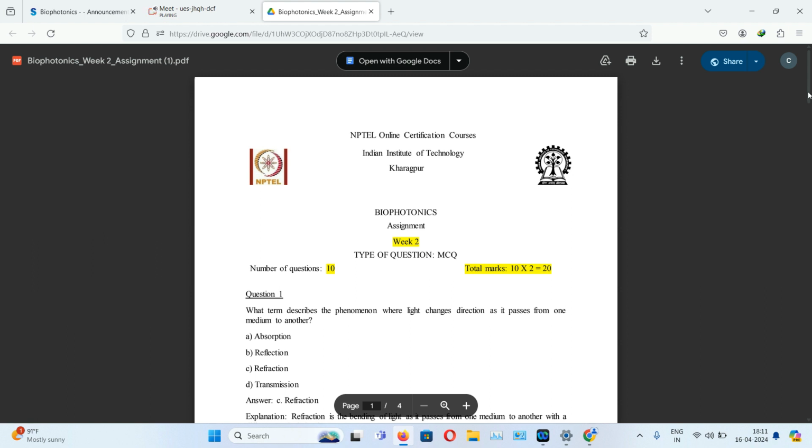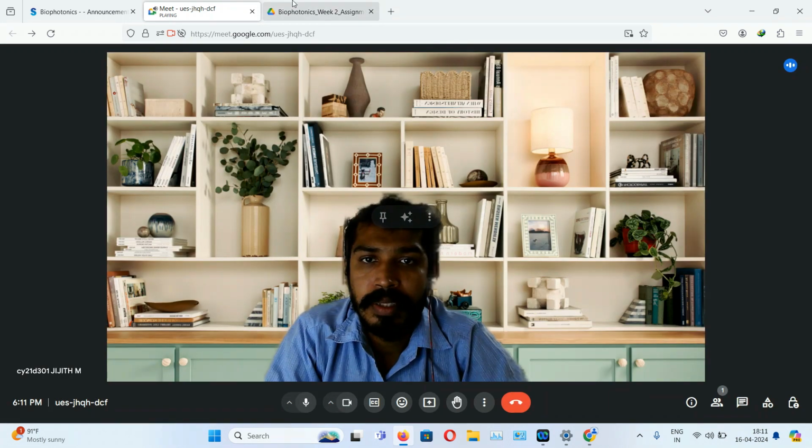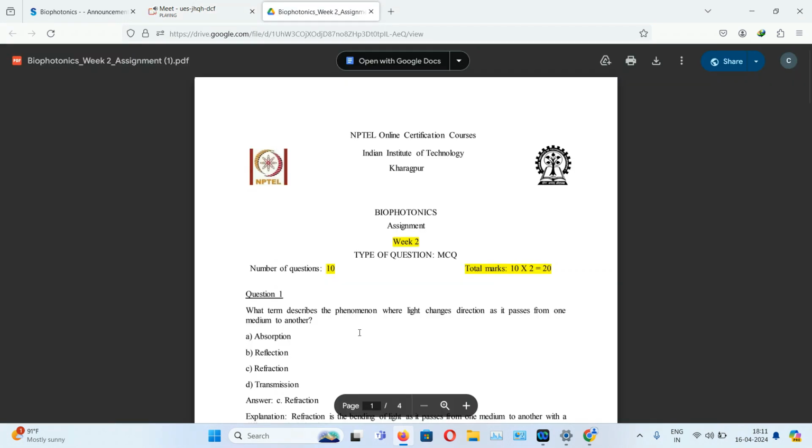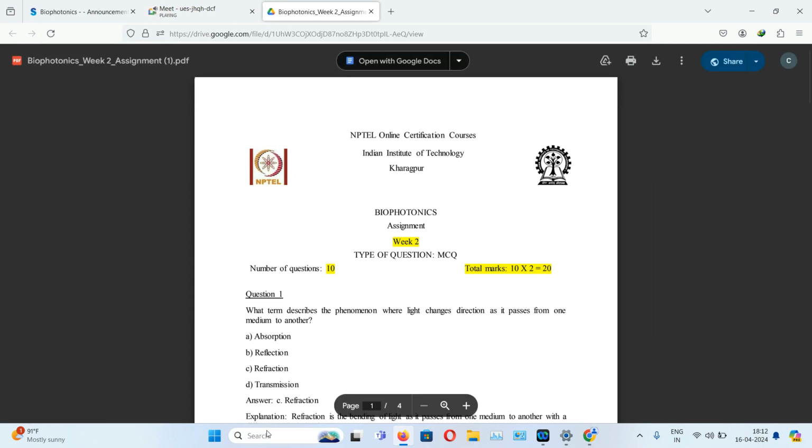Absorption. What is the phenomenon of absorption? When light passes from one medium to another, some part of the light gets absorbed. The energy or the photons of the light get absorbed. The phenomenon is known as absorption. Okay. So what happens if absorption occurs?